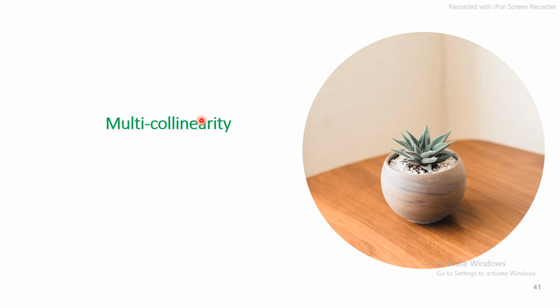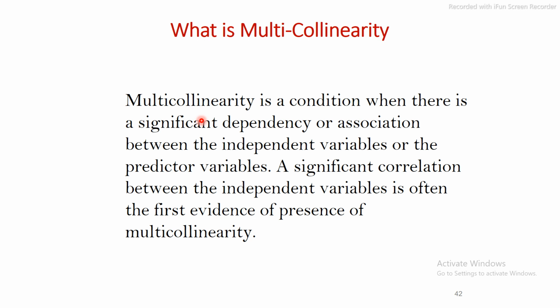Now this is done. There is something called multicollinearity, which is very important in regression analysis. Multicollinearity is a condition where there is a significant dependency or association between the independent variables or the predictor variables.